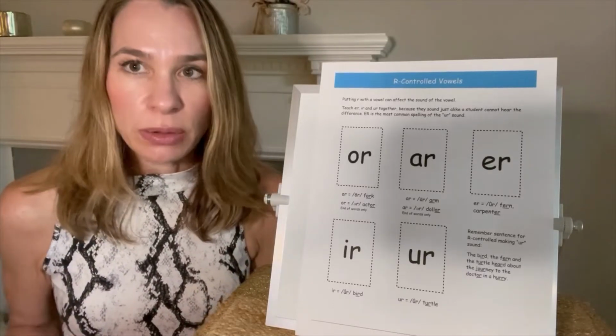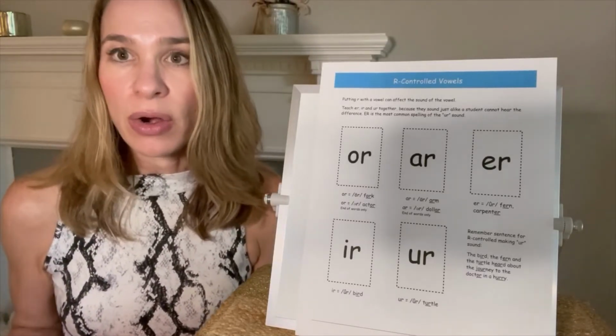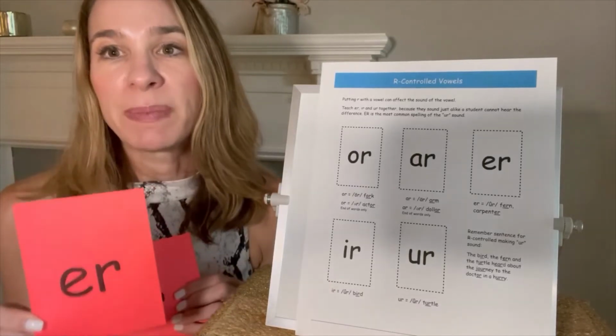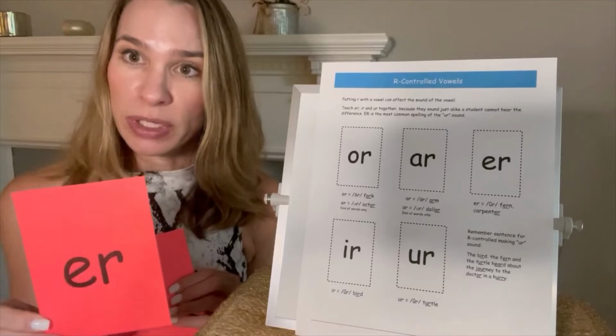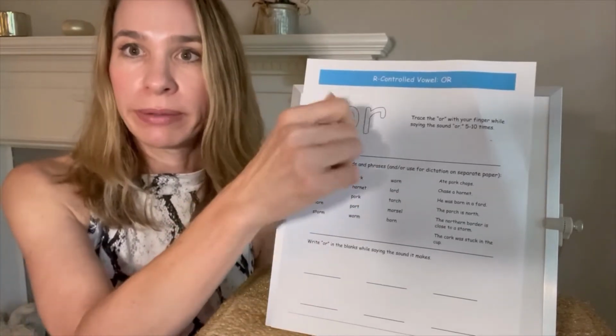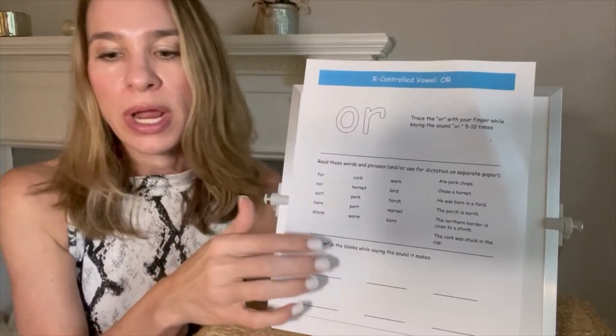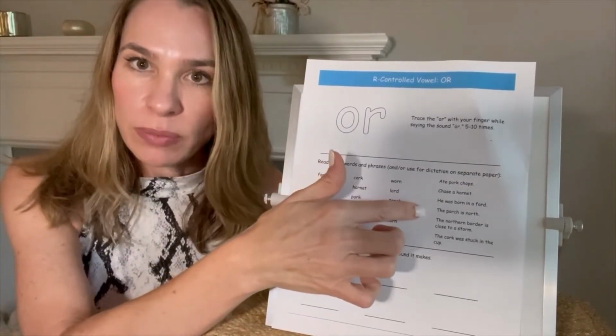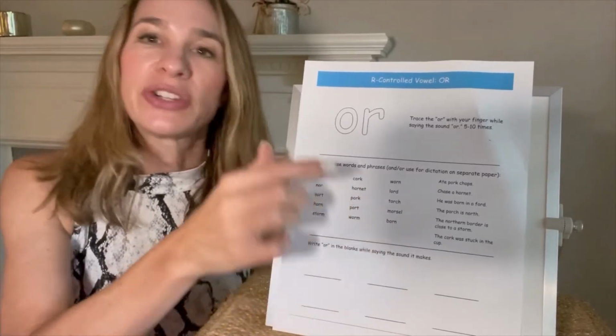As I mentioned, things get a little trickier once you get into ER, IR, and UR. ER is the most common spelling, so you can tell them that. That is one guideline. This is a sample worksheet from my workbook 2, R-controlled vowels, where I have students trace OR with a pen, OR, or, and then we move into reading words and sentences if they're advanced enough, and then maybe doing some dictation.